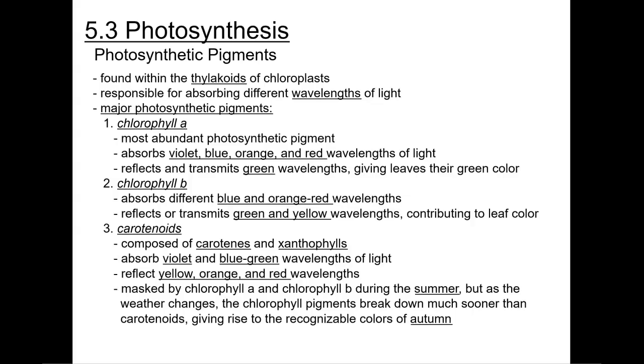All right, so the carotenoids are composed of carotenes and xanthophylls. These absorb violet and blue-green wavelengths of light. They reflect yellow, orange, and red wavelengths. And so often they are masked, like I said, by chlorophyll A and B during the summer because there's so much of them. But as the weather changes and there's less sunlight to be used, the chlorophyll pigments start to break down a lot sooner, and you're left with those carotenoids that give you the beautiful autumn colors.